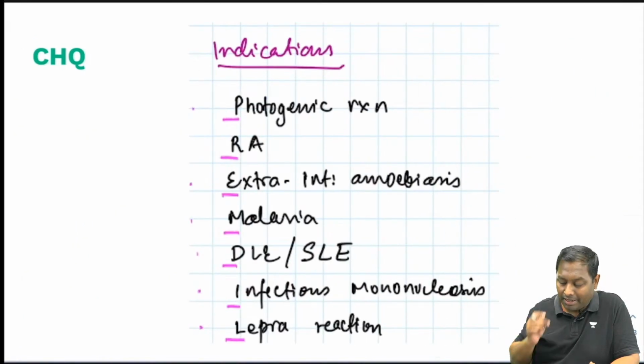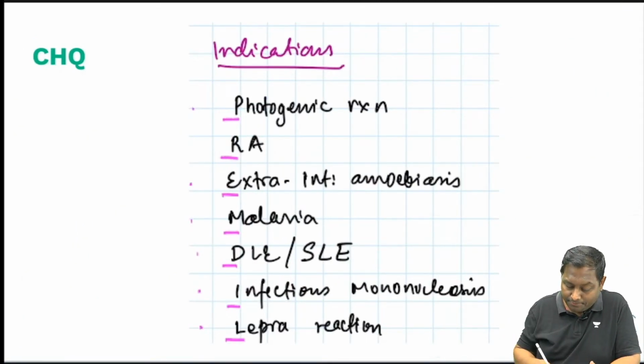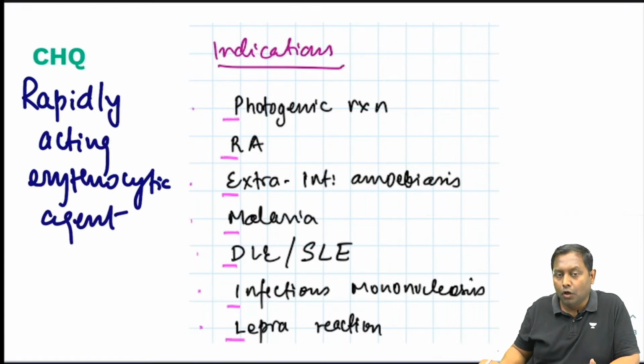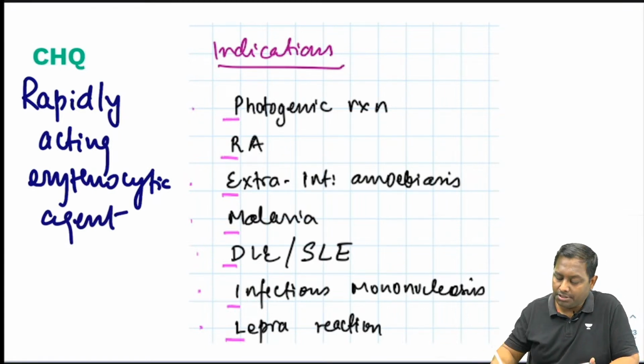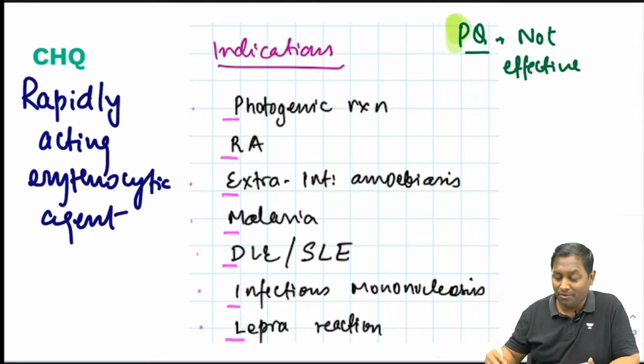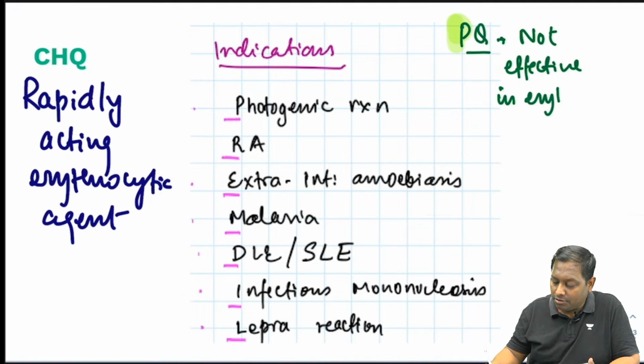A couple of more data that I can add on here, like chloroquine. It's a rapidly acting erythrocytic agent. Rapidly acting. So it's one of the fast acting drugs. Right. Chloroquine. Which drug has no effect in the erythrocytic stage? Remember, primaquine is one such drug. Primaquine, it is not effective in erythrocytic stage. To ye bhi ek bahut potential MCQ hai. Not effective in the erythrocytic stage.